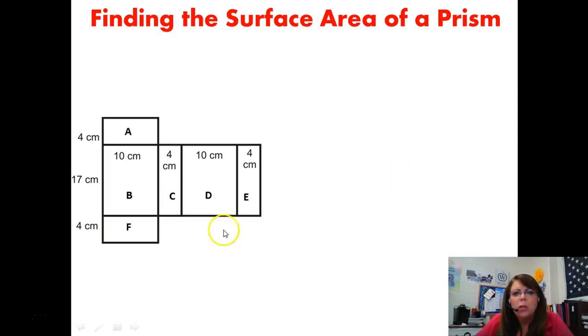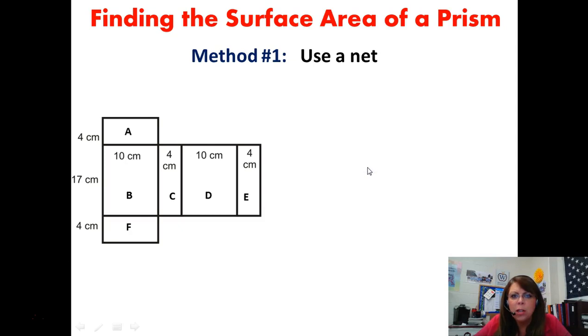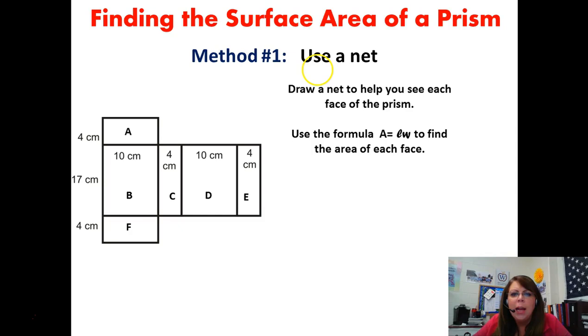Okay, so to find surface area, what we're going to do is try to visualize in our mind how we can break this three-dimensional shape down into a net like this is. And then we have to solve for each shape that we see that's in the net. So let's start here. We're going to use a net. This is method number 1, use the net. And you could draw a net to help you see the face of each prism.